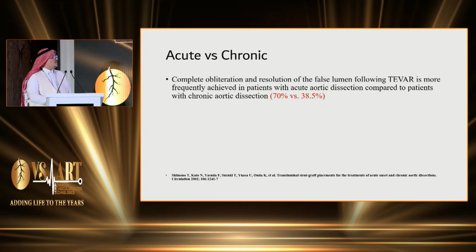Acute versus chronic: treatment with TEVAR in acute aortic dissection compared to chronic shows that it is better to do it in the acute phase. Complete obliteration was observed in 70% compared to 38.5% in acute versus chronic.